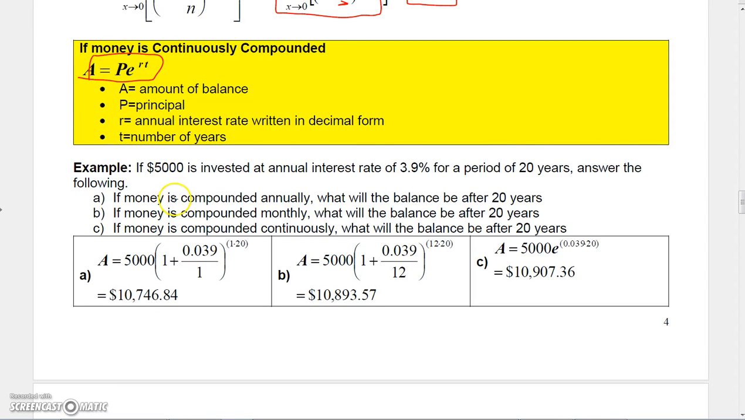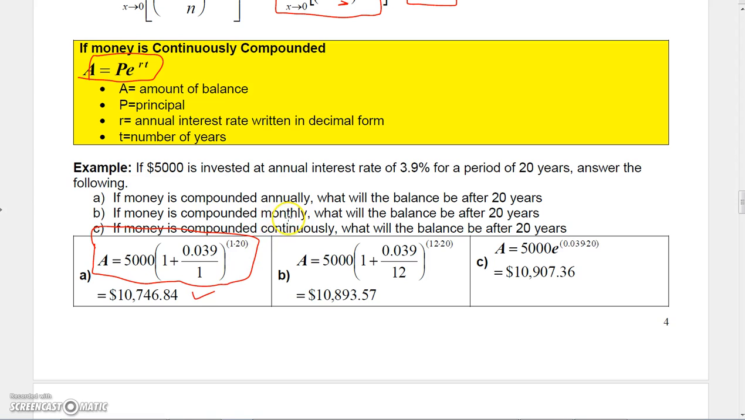Okay, now let's do some examples. It says $5,000 is invested at an annual rate of 3.9% for a period of 20 years. If money is compounded annually, what will the balance be after 20 years? Well, for annual compounding, I use that first formula. So n will be 1, since it's compounded once a year. So I'd have 5,000 times (1 plus 0.039 over 1) to the 1 times 20, and then I got that value.